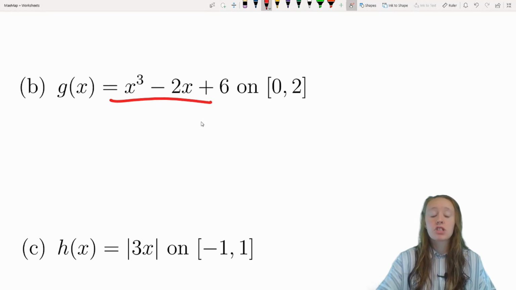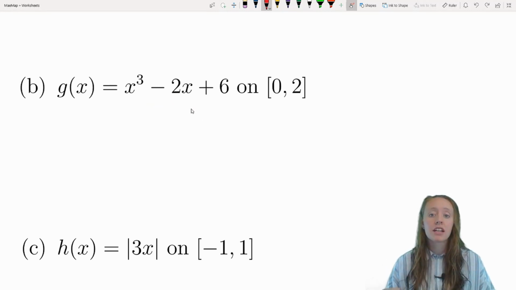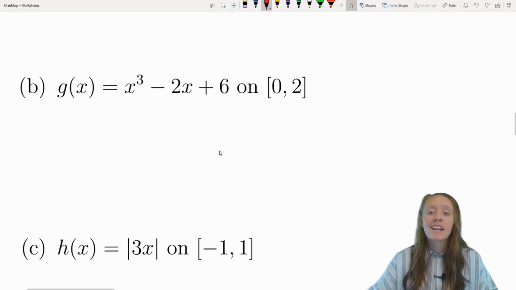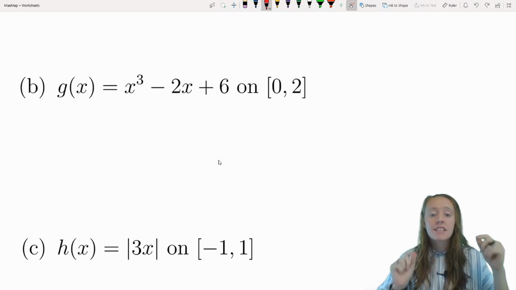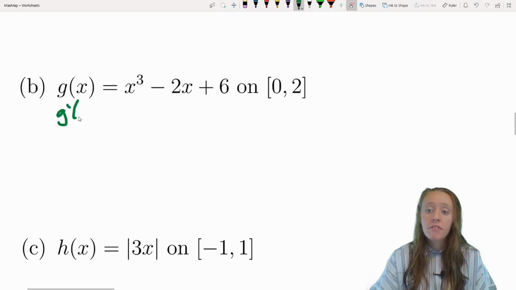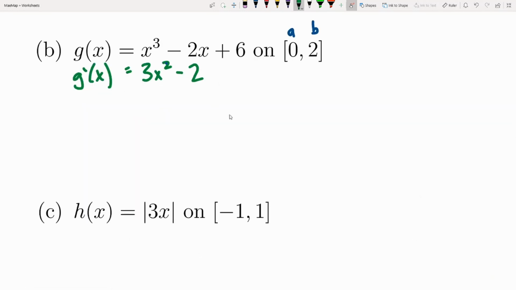This is indeed differentiable everywhere within our interval, and we have a closed interval, so we can apply the mean value theorem to this. Again, that's the slope of the secant line is equal to the slope of our tangent line, the derivative, at some point within the interval. So if I was to find my g prime of x at the start, that's going to be 3x squared minus the derivative of 2x, which is 2. So if a is 0 and b is 2, then we're going to do f of b minus f of a all over b minus a. Or in this case, g of b minus g of a all over b minus a.